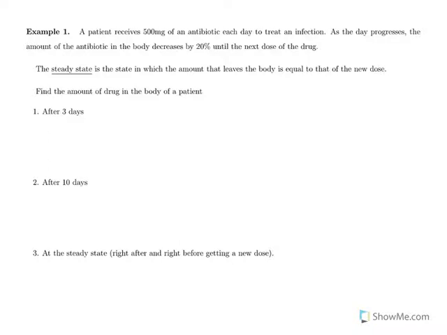So here we have a patient who receives 500 milligrams of an antibiotic each day to treat an infection. This is given as a one-time dose at the beginning of the day. As the day progresses, the amount of the antibiotic in the body decreases by 20% until we administer the next dose of the drug in the morning of the next day. We have this idea of the steady state, in which the amount that leaves the body is equal to that of the new dose. And this is going to be what happens in the long run. We'll think about that in part 3.